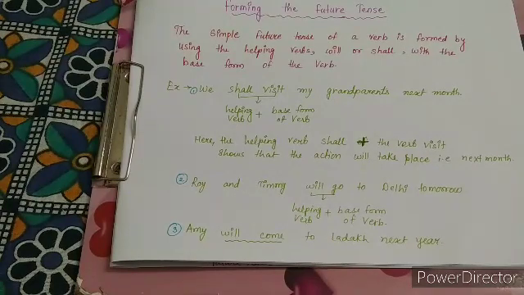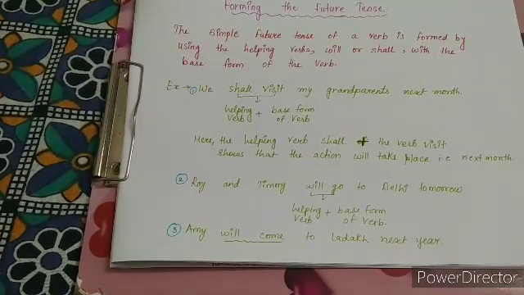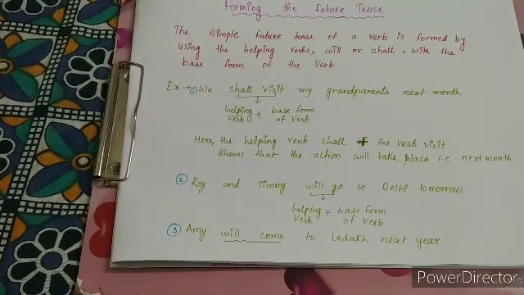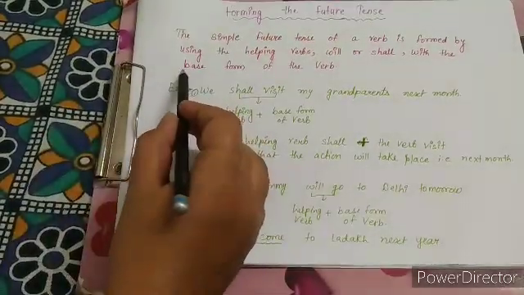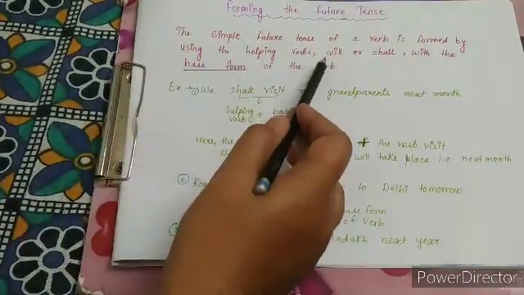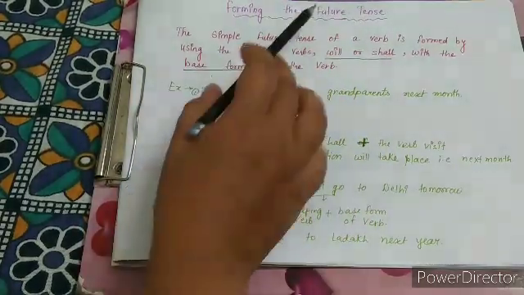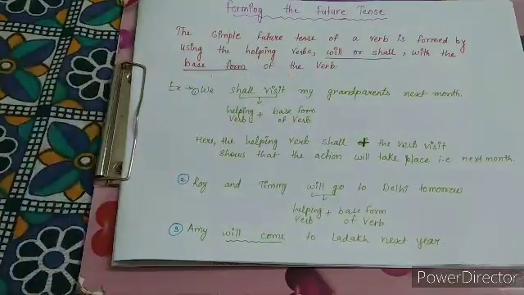Now let us learn the forming of the future tense. The simple future tense of a verb is formed by using the helping verbs. Simple future tense of verb किससे बनता है बच्चों? Helping verb, by using the helping verb will or shall with the base form of the verb. Alright, we use will and shall with the base form of the verb to form what? Future tense.